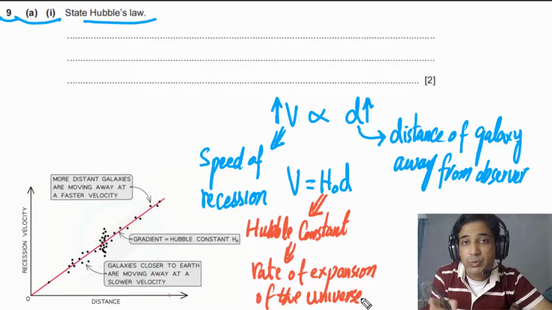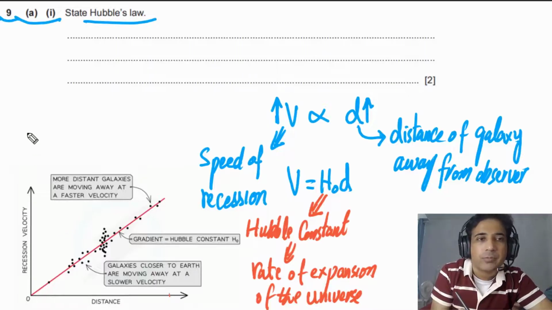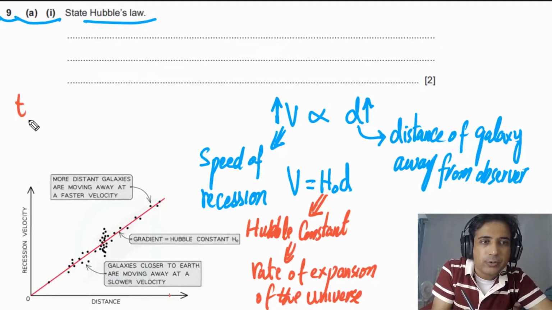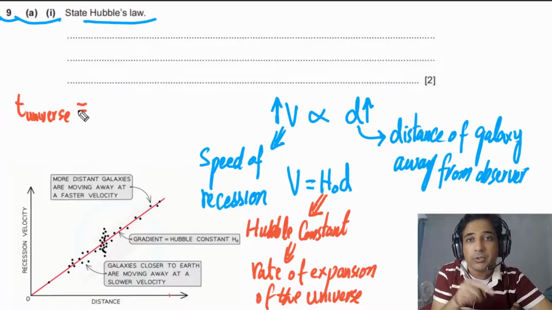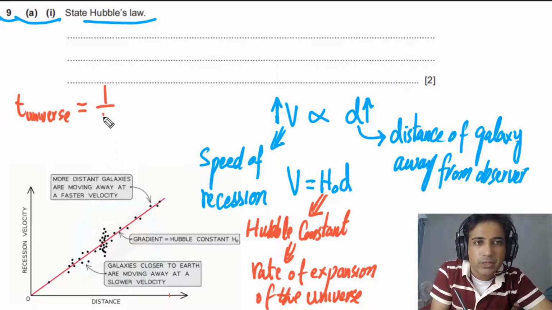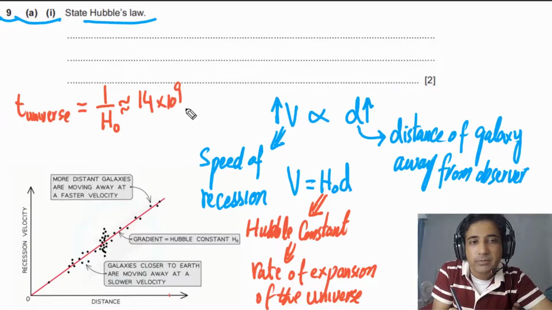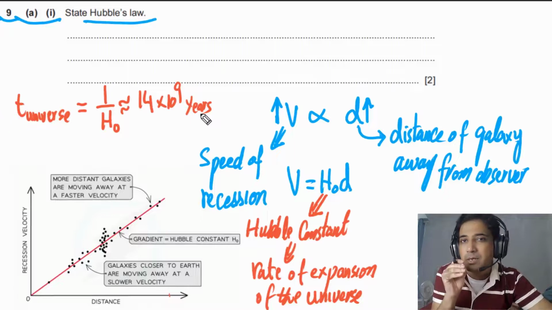And we can use h naught to determine the age of the universe. Simply we need to take the reciprocal of h naught. According to Hubble constant calculations, the age of the universe is about 14 billion years, meaning 14 times 10 to the 9 years. This is just an approximate value, not an exact value.